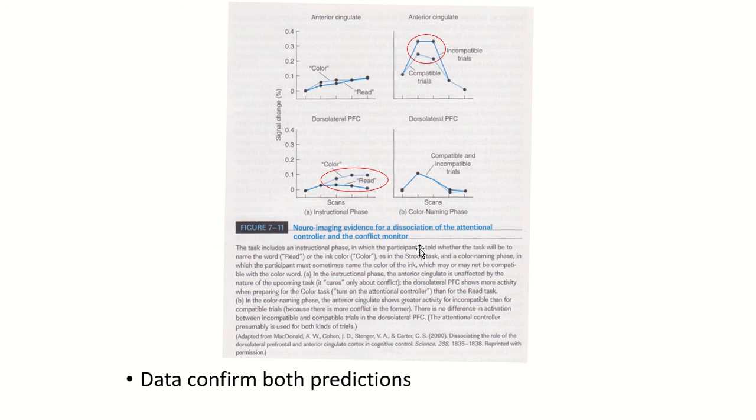So what's happening here is that the data confirm both of the predictions. Indeed, the dorsolateral prefrontal cortex is involved with directing attention before the task actually shows up, whereas the anterior cingulate is dealing with conflict on the go as you're really looking at it.